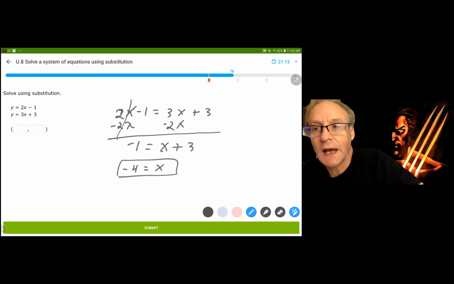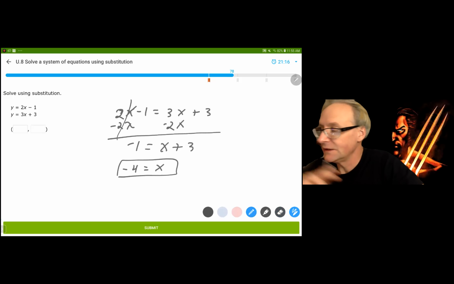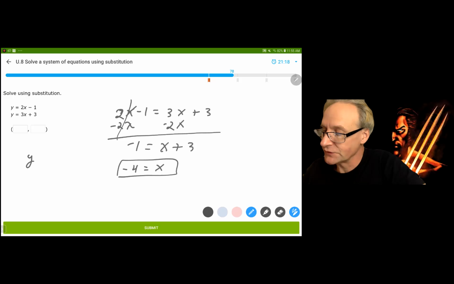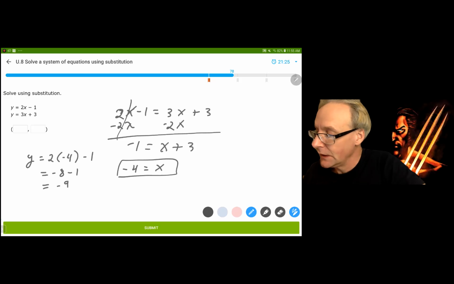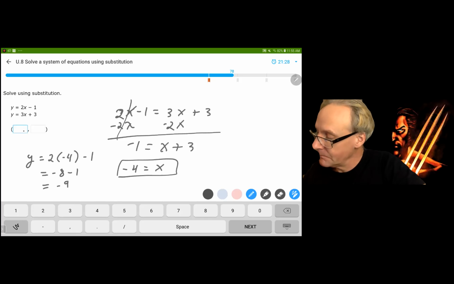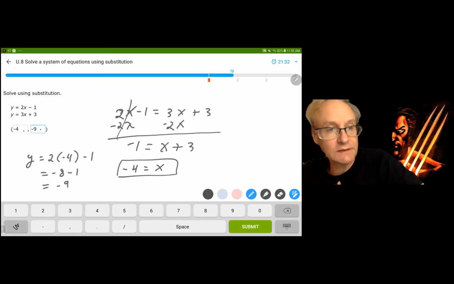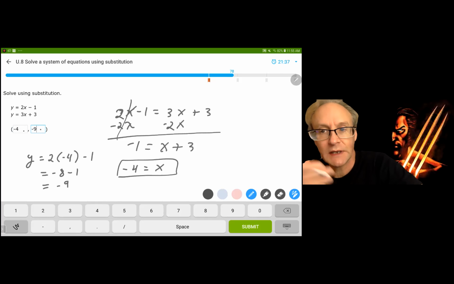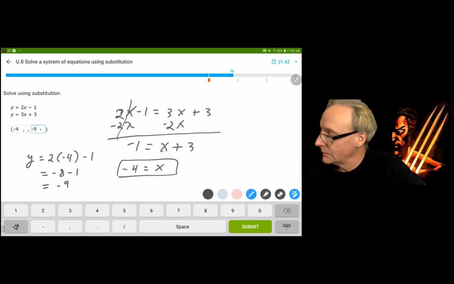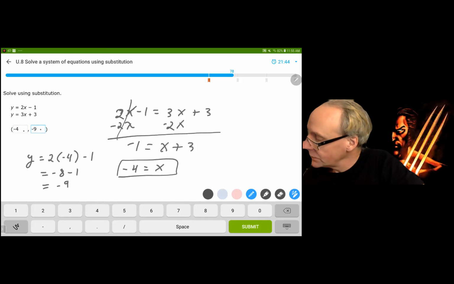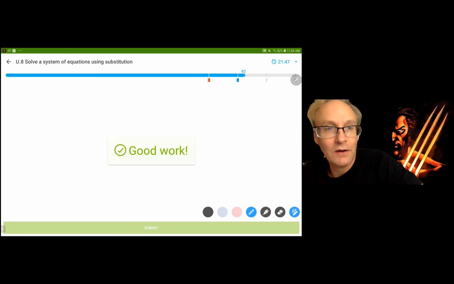We have to substitute the x in and get our y value. And it doesn't matter which one you put it in. I'll put it in the first one. That is negative 8 minus 1 is negative 9. And we're almost done. We have a negative 4 and a negative 9. Now, as a final check, I'm going to put my negative 4 into the second equation, which gives me negative 12 plus 3, which is negative 9. So, looks good. All right.